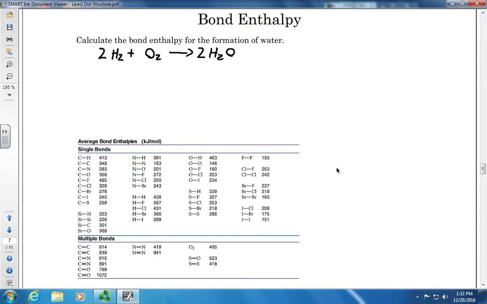Okay, so we have actually three different types of bonds in the formation of water. We have a hydrogen-hydrogen bond, we have an oxygen-oxygen bond, and we have an oxygen-hydrogen bond. We have two oxygen-hydrogen bonds per water, and one hydrogen-hydrogen and one oxygen-oxygen per diatomic hydrogen and diatomic oxygen, respectively. So for hydrogen-hydrogen, if we look down at our chart, find hydrogen-hydrogen, which is right over here.